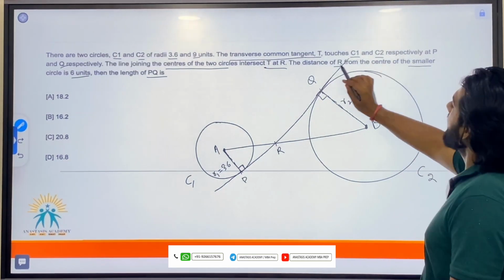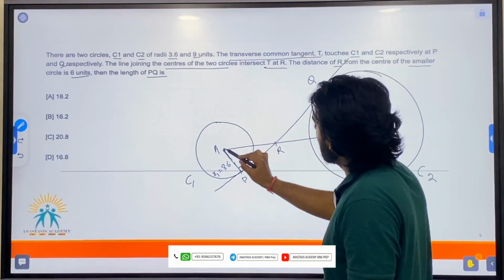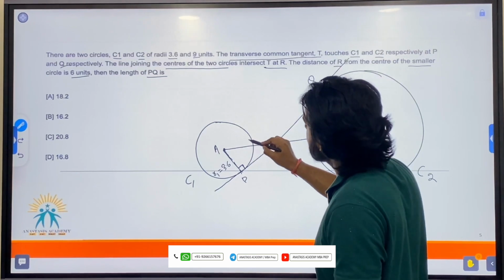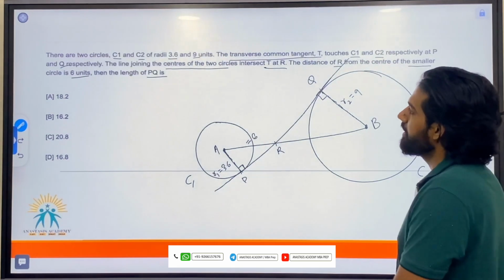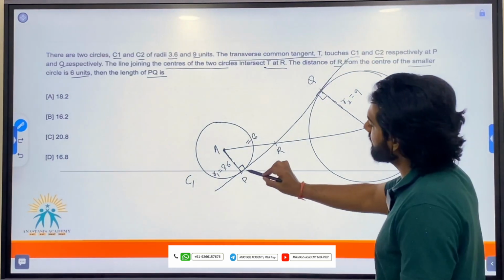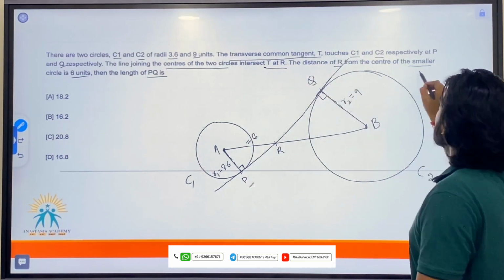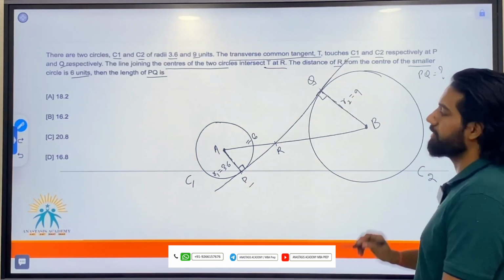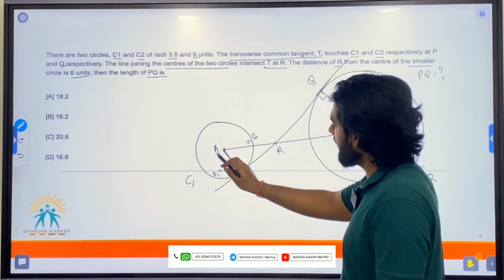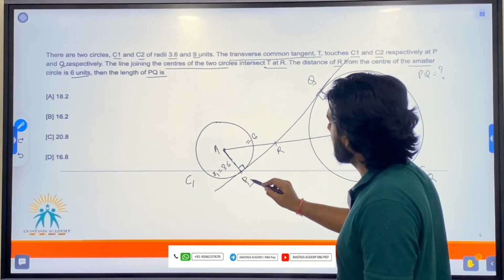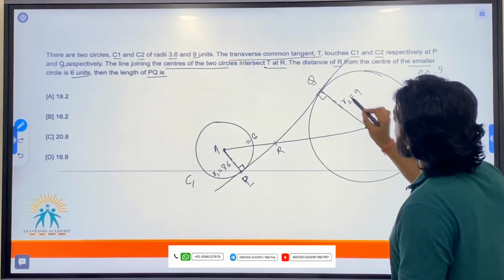Also, it is given that the distance of R from the center of the smaller circle, this length AR, is given as 6 units. Now, I have to find the length of this transverse common tangent. I have to find the length of PQ. Now, similarity comes to mind. So take triangle APR. This is triangle APR, a right angle triangle, and take triangle BQR.